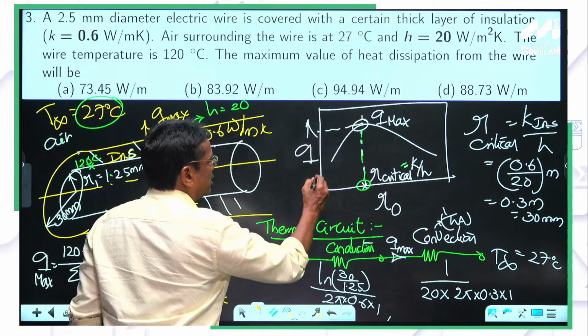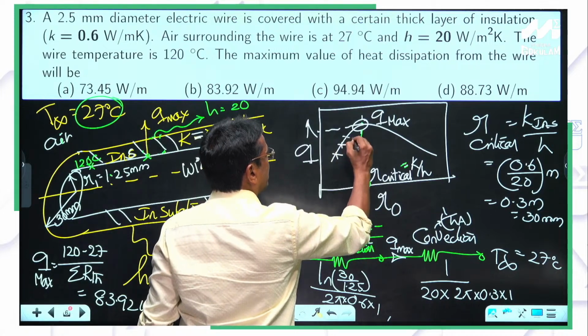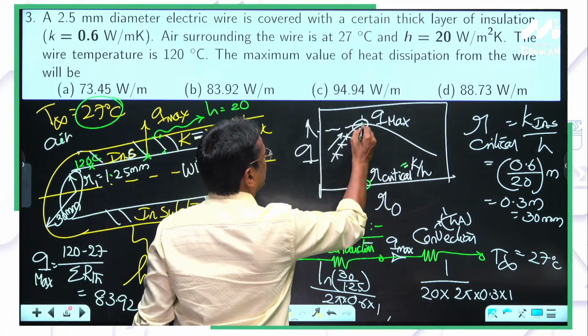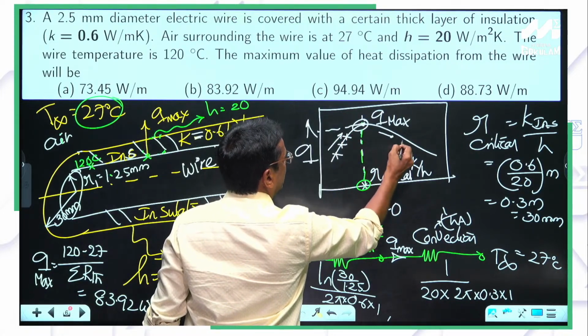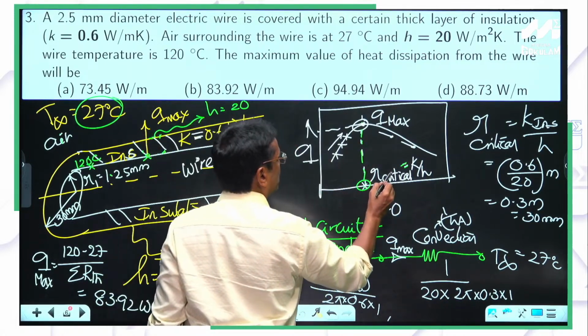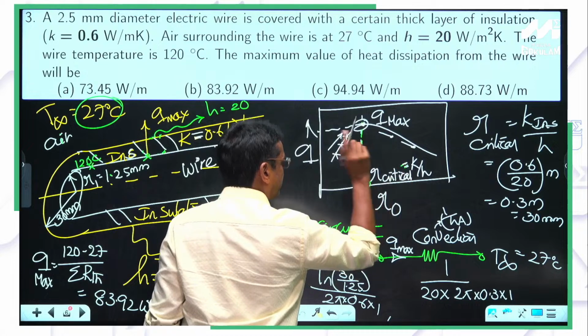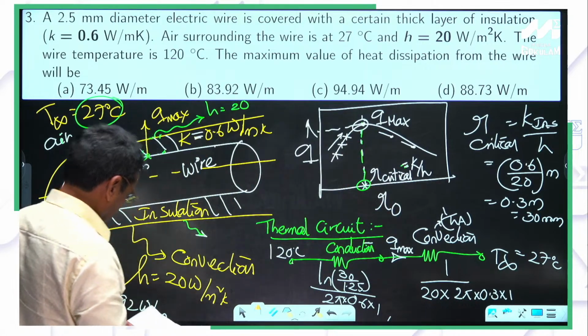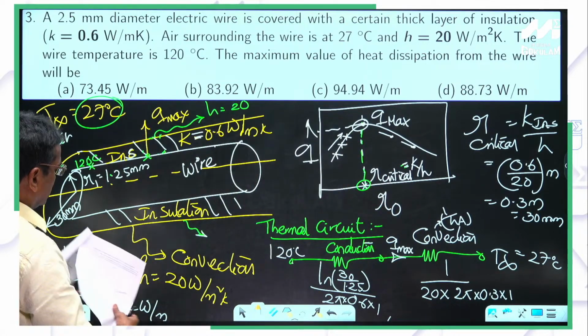As you keep putting more and more insulation, heat transfer also keeps on increasing, reaches a maximum and then decreases. So the maximum heat transfer rate you will see corresponds to the critical radius of insulation, given by K by H. Right. So that is the answer for the third question.